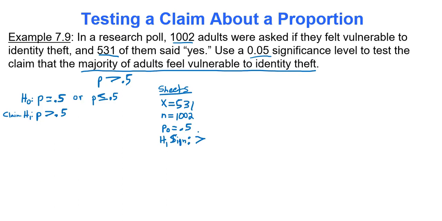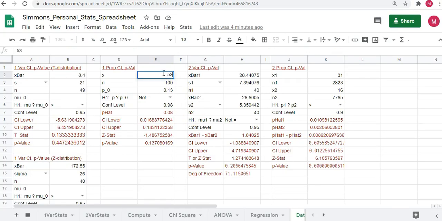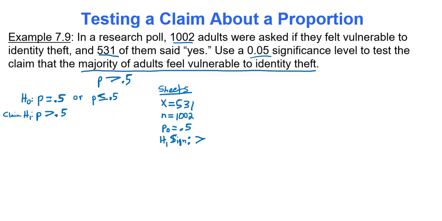So Google Sheets spreadsheet, let's do some magic for us, please. So in the spreadsheet, I know that I had 531 people out of 1,002 that said they felt vulnerable. Our claimed proportion value used in the hypotheses would be 0.5. And then our sign is going to be greater than. So look at that nice p-value right there, 0.029. 0.029 is our p-value.